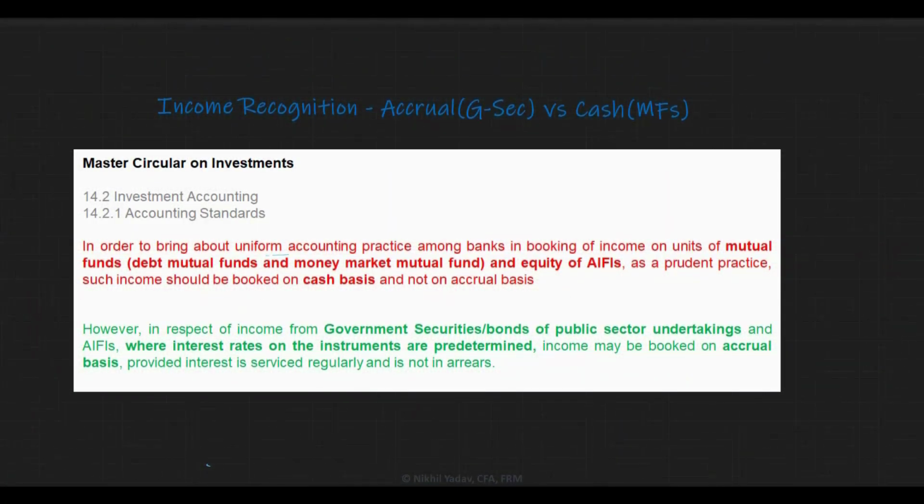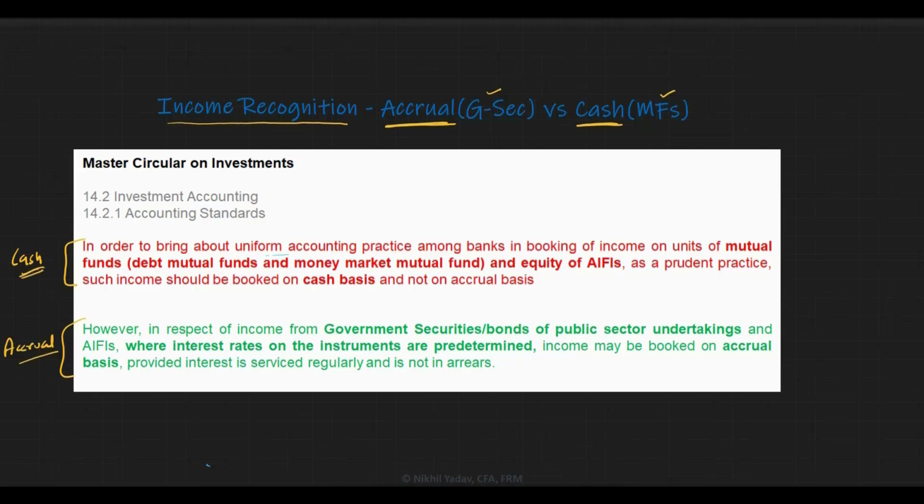Alright, the next topic is income recognition on investment. It happens in two ways, on accrual basis and cash basis. For accrual basis, an example would be government securities, and for cash basis, one typical example is mutual funds. Let's first have a look at what the master circular says. So this bit is for the cash basis and this part is for the accrual basis.